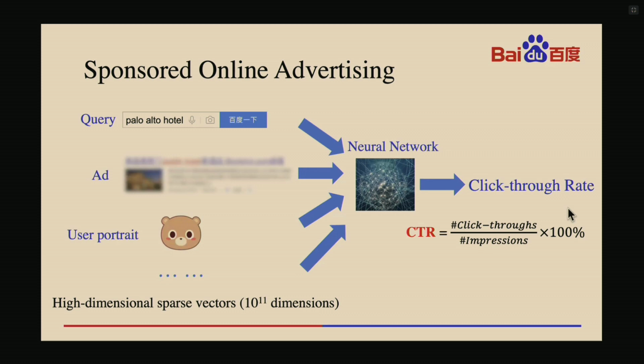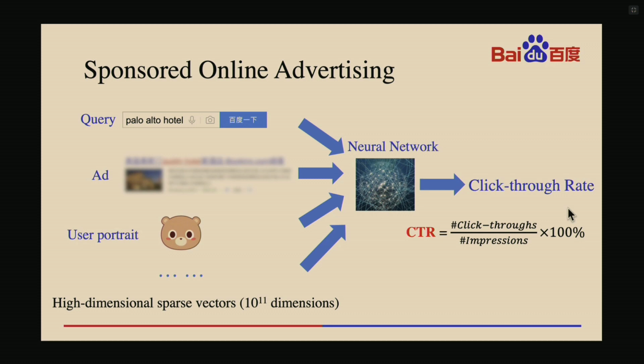So one very important metric of sponsored online advertising is called click-through rate. Here, click-through rate, we call it CTR. It equals the number of click-throughs divided by the number of impressions. Here, the number of impressions means how many times an ad is displayed. Okay, so for a given ad, a query, and a given user, we want to predict the probability that the user will click that given ad.